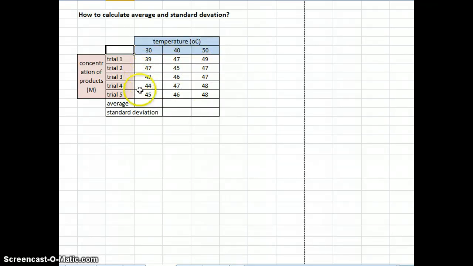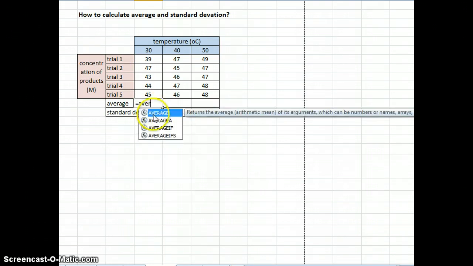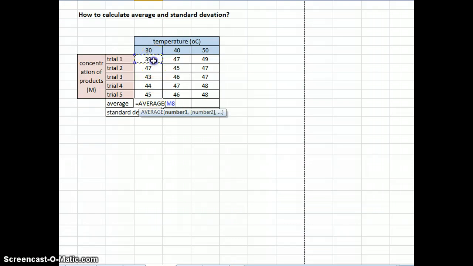So to find average using Excel is quite simple. Just say equal average, and then I will highlight the numbers of the average that I want. So essentially what I'm finding is the average of all these 5 trials for the condition of 30 degrees Celsius. That'll give me this. I can put the arrow, the cross thing in the bottom, and drag it across, and then I will have this.